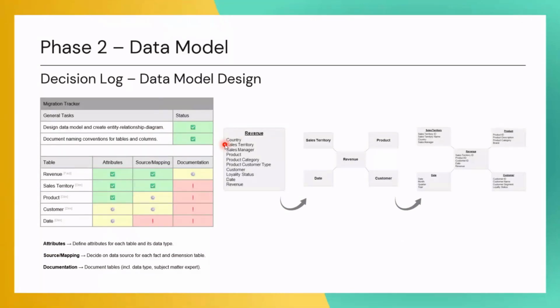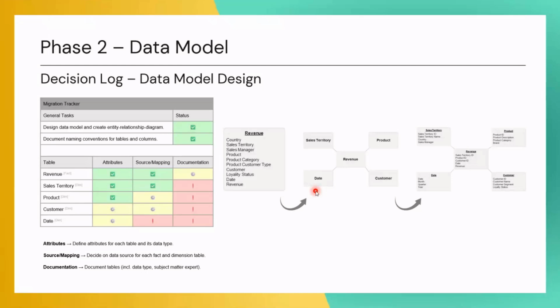Let's have a look at the second part of the decision log, and have a look here at the migration tracker, which is one of the most powerful tools I've built during this migration. One of the two most powerful. Here for each of the phases, I have some general tasks. And the first one is design a data model and create entity relationship diagram. How I did that is I took a look at my flat table and first identified the different tables that I need to have, which in this case are revenue, sales territory, product, customer, and date.